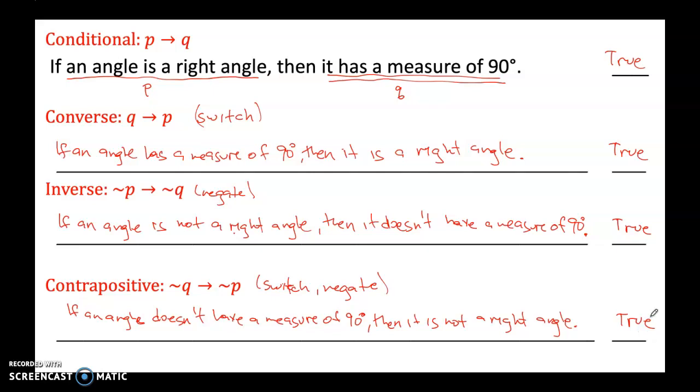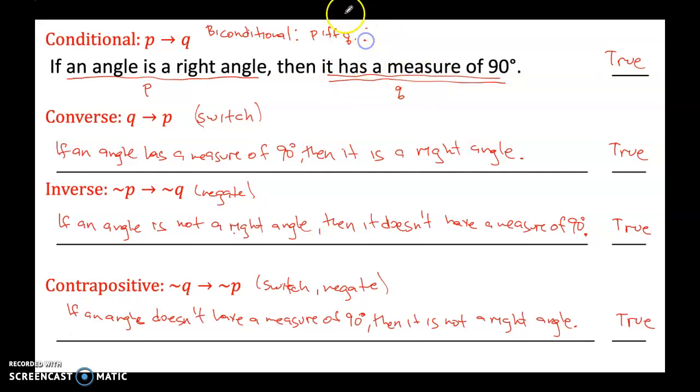So again, we have true for the conditional and true for the converse. Since the conditional and the converse are both true, we can form a biconditional statement. A biconditional is formed using "if and only if." So we have P if and only if Q. Our P statement is: an angle is a right angle. Our Q statement: it has a measure of 90 degrees.